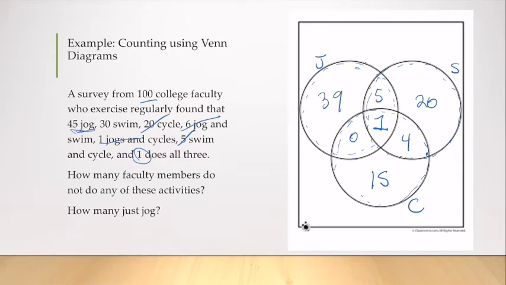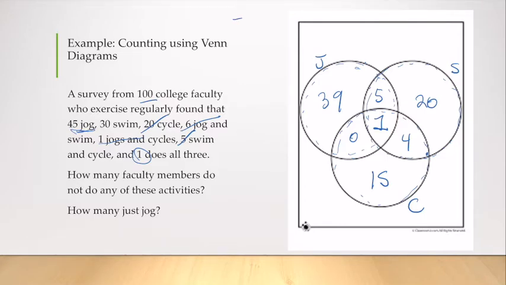My real question is, how many faculty members do not do any of these activities? Well, in order to do that, I'm going to have to add all these sections together. So I've got 39 plus 5 plus 20 plus 1 plus 4. I skipped adding 0, but I could have added 0. Plus 15, and that gives me 84.